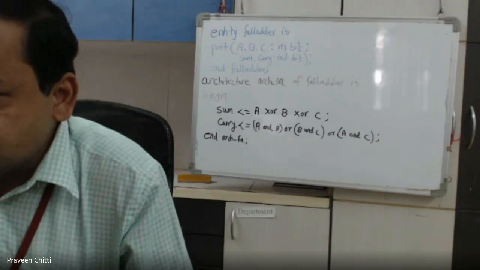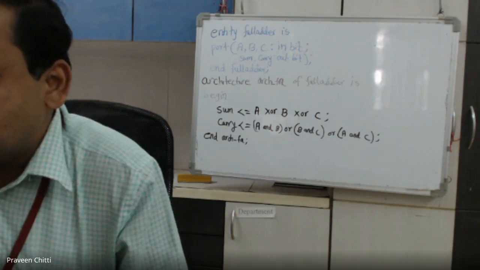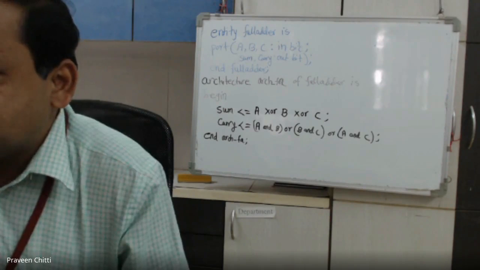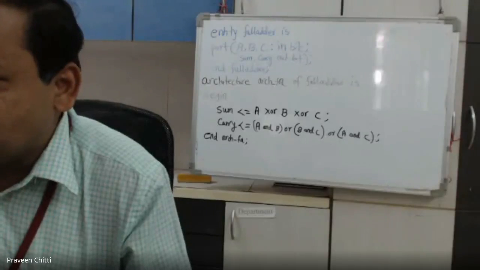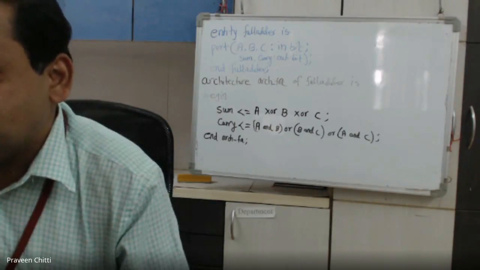Process? No, that's what I am telling. A simple concurrent signal assignment statement you have to write. Only one statement is sufficient. So A bar B bar I naught plus A B bar I1 plus A bar B I2 plus A B I3. But okay, that is the normal equation. You have to translate that into VHDL syntax.